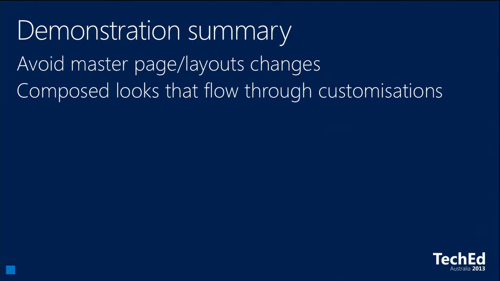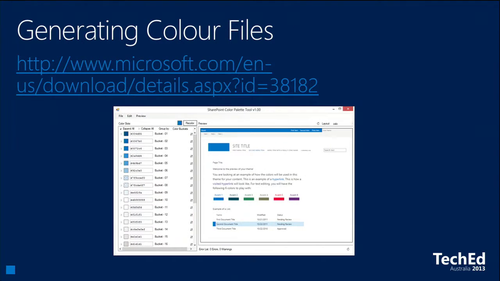So basically, the summary of what you saw there: we did have to do some master page changes, but we made these very, very minimal. The master page and page layouts were really just around the layout pieces. What we used for all the branding was the new composed look features with SP color files, which allow us to pick and choose the whole range of colors we're going to use, and we flowed them through all our customisations. We generated these color files using the color tool I mentioned, which you can download from the Microsoft site.